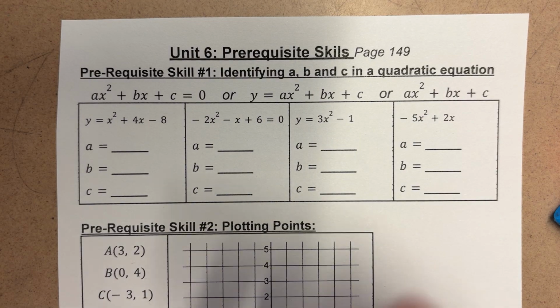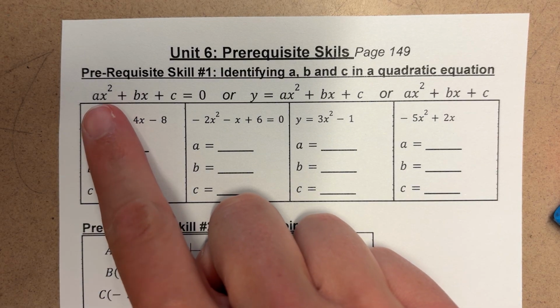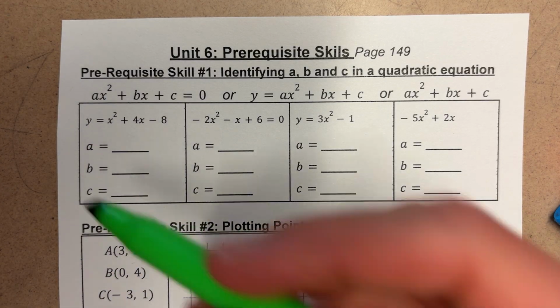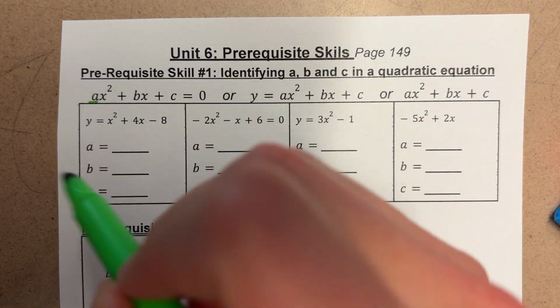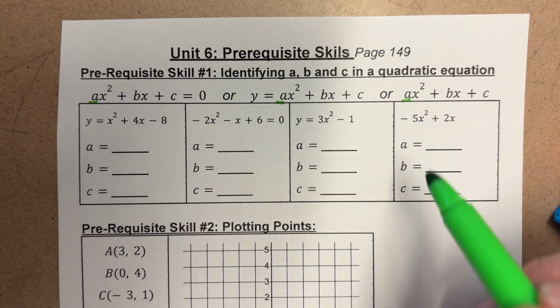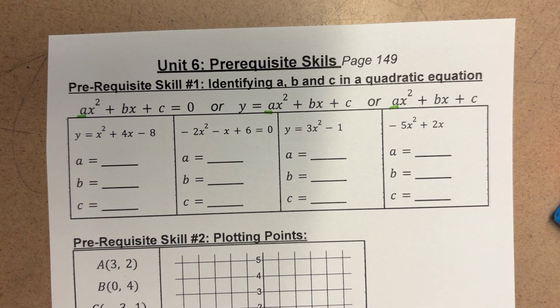But either way, when they're in this format, this is called standard form, where there's a number being multiplied by x squared. That's called a, right? And it doesn't matter whether it's equals 0 or equals y or not even equals at all. Okay, so that would be the a value.